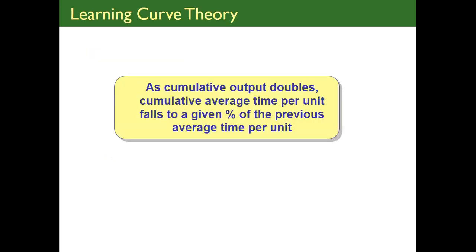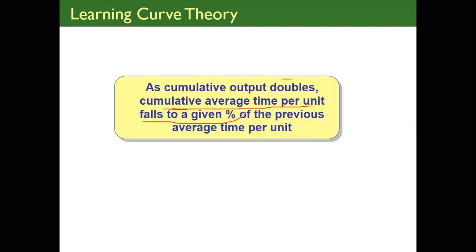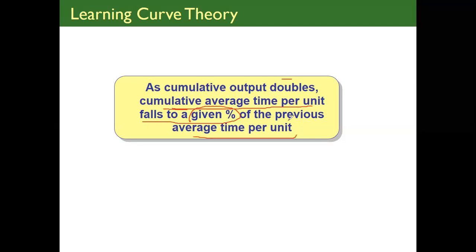Okay. So, learning curve theory. Please pay attention to the definition. It says that as cumulative output doubles, the cumulative average time per unit falls to a given percentage, 80%, 70%, 90%, of the previous average time per unit. Now let me show you the numbers and then we'll come back again.